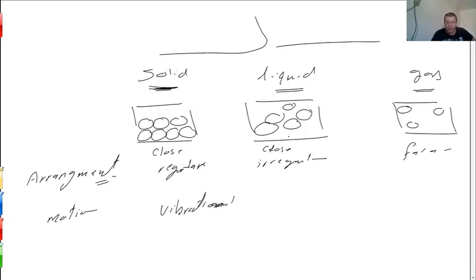The motion which we have in case of liquid: as you know, particles can slide over each other. So this one we call sliding motion. The motion which we have in case of gas: because the particles are away from each other with no attraction force, they can move freely, in a motion we call random motion.